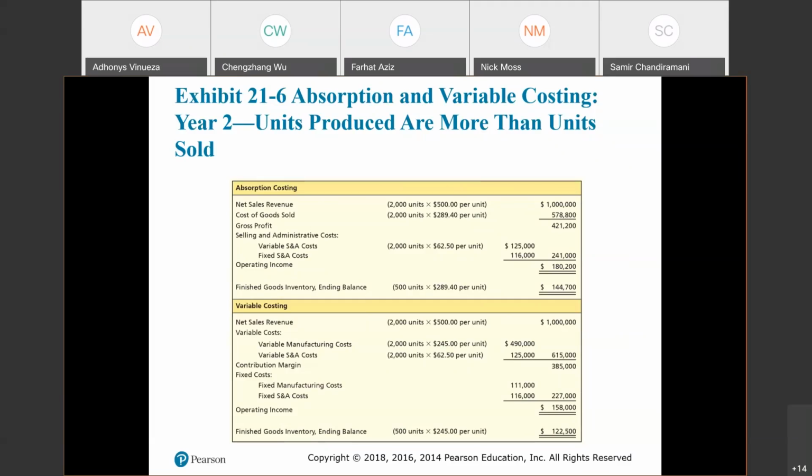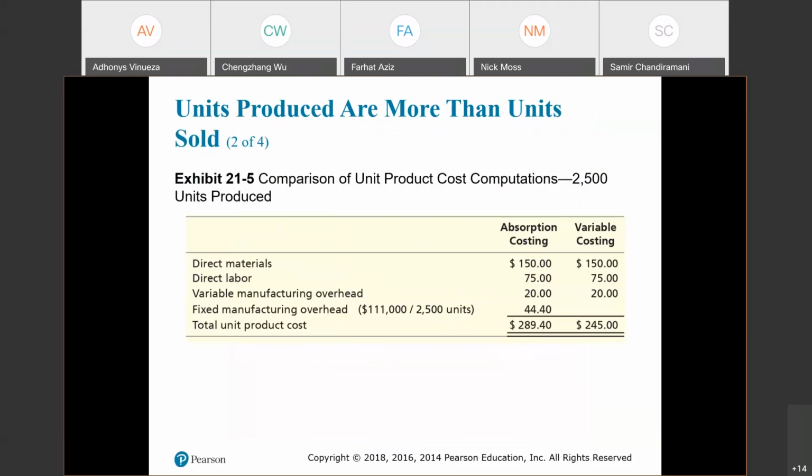And for the ending balance in finished goods inventory account, it should be $112,500. And as you can see, the variable costing calculates the per unit cost using only three parts: variable direct material, variable direct labor, and variable manufacturing overhead. There's no fixed manufacturing overhead part in variable costing.